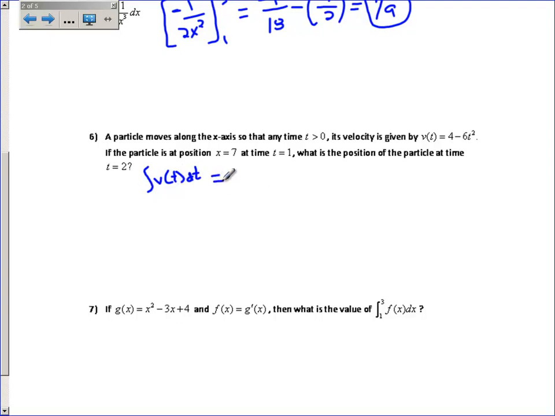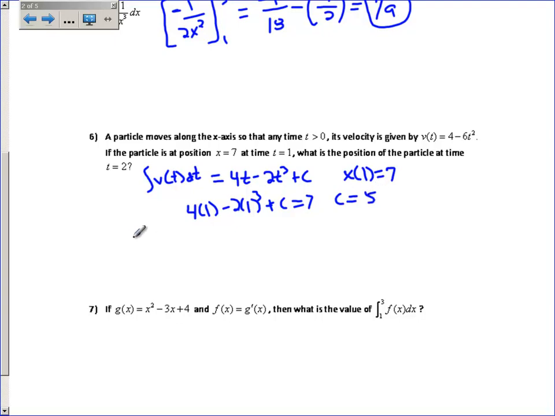So my antiderivative here is 4t minus, what's that going to be? 2t cubed? Let's see if that works. I'm going to take my derivative real quick. 4 minus 6t squared, yes. And then plus c. There's my antiderivative. Now I know that my position at 1 has to work out to be 7. So let's plug that in. 4 times 1 minus 2 times 1 cubed plus c is 7. So that means that my c is 5.